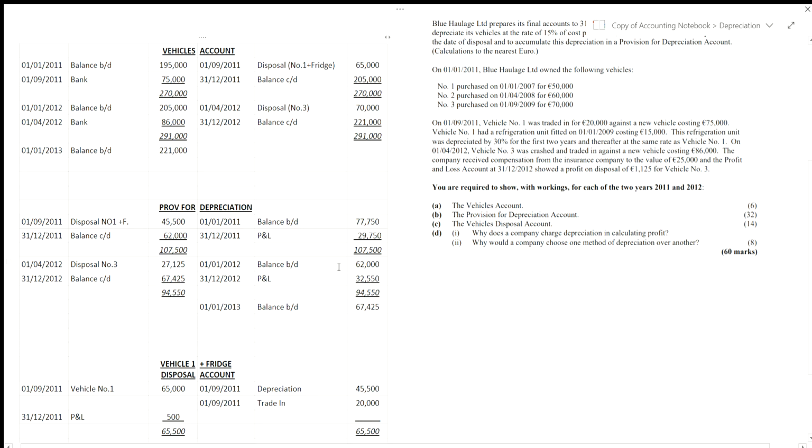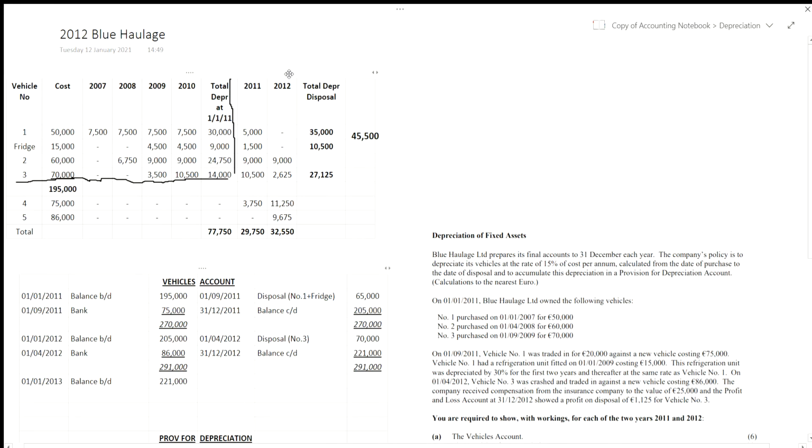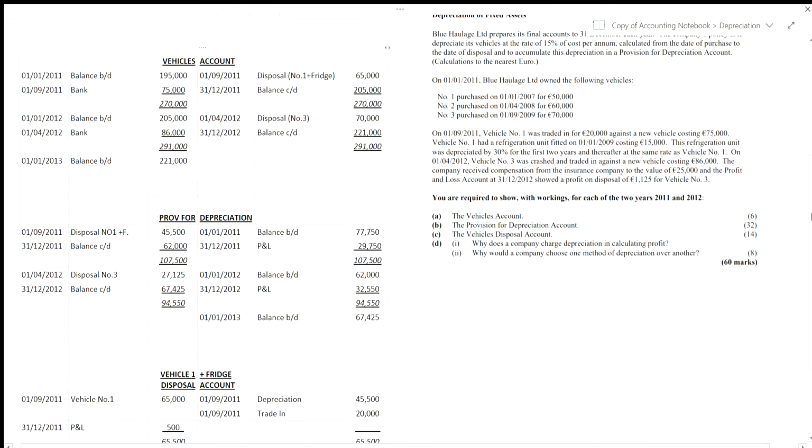At the end of the year, what was my P&L figure? What was my total depreciation at the end of 2012? 2012, that's the end of the year. That's how much we got for the full 2012 year for each vehicle, 32,550. So what do I add in here? 32,550. This was the figure at the beginning of 2012. This is the vehicle I got rid of. This is the depreciation I had to add throughout the year.